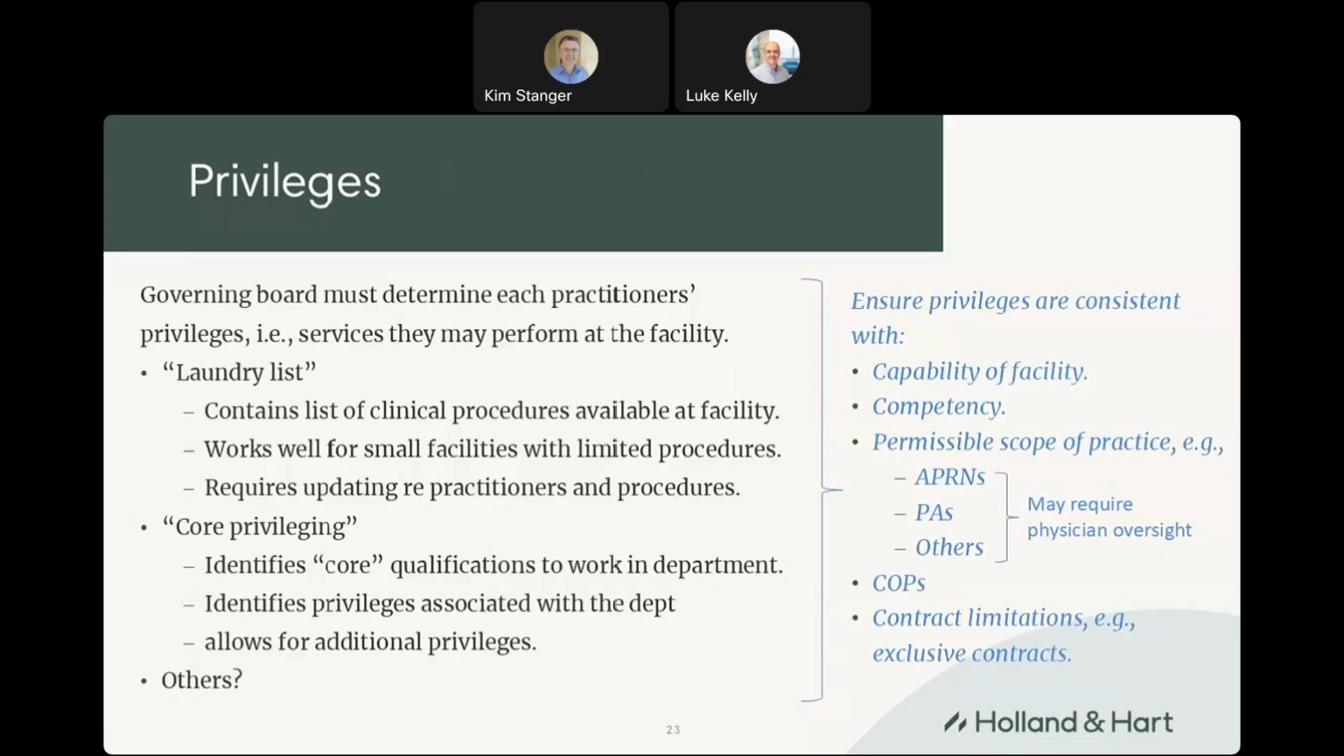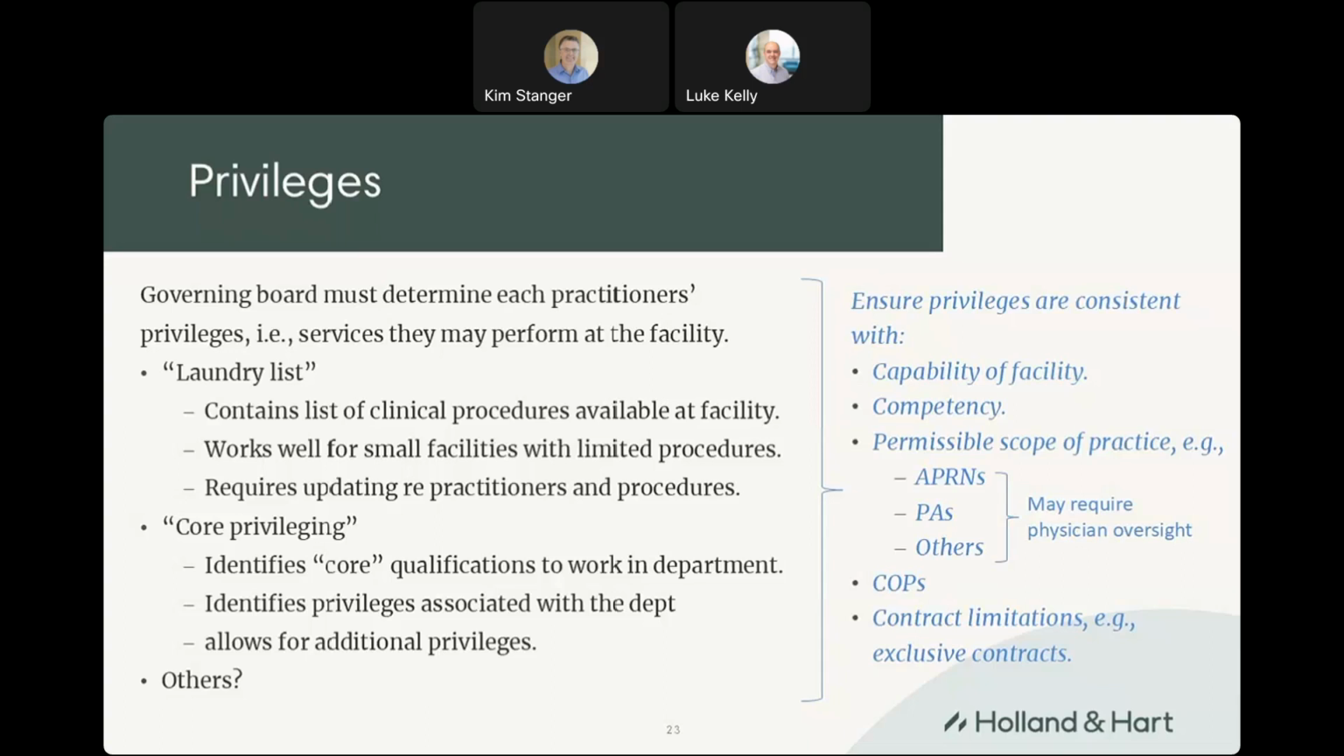All right. In addition to medical staff membership, when the board appoints a medical staff member or a physician or other practitioner, they've got to identify the privileges that that provider is going to be able to exercise at the particular facility. There's different ways to do that. Sometimes they will do a laundry list that lists all the things that they can and cannot do. Core privileging is probably more common in larger facilities, where if you are a member of this particular department, they have certain qualifications or certain things that you're expected to satisfy.